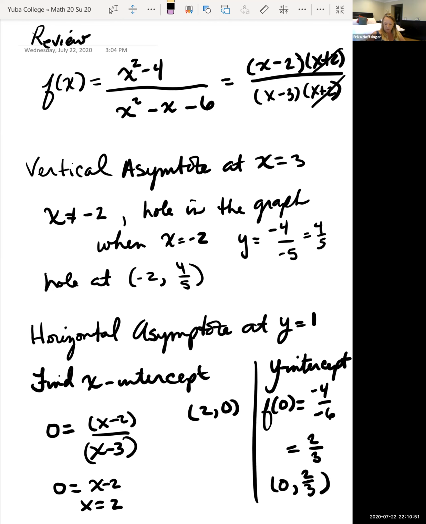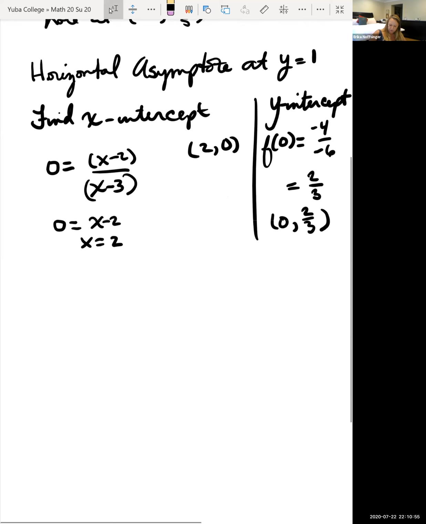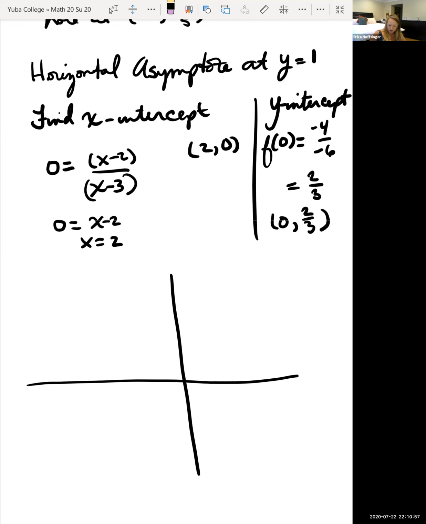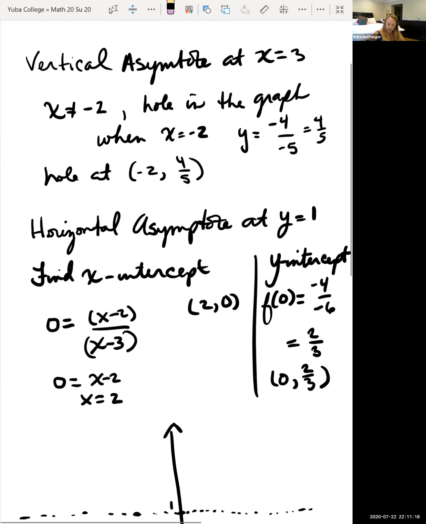So let's start putting our pieces together. So we have a horizontal asymptote, we said at y equals 1. So I'm going to denote it by a dotted line. We said we had a vertical asymptote at x equals 3.